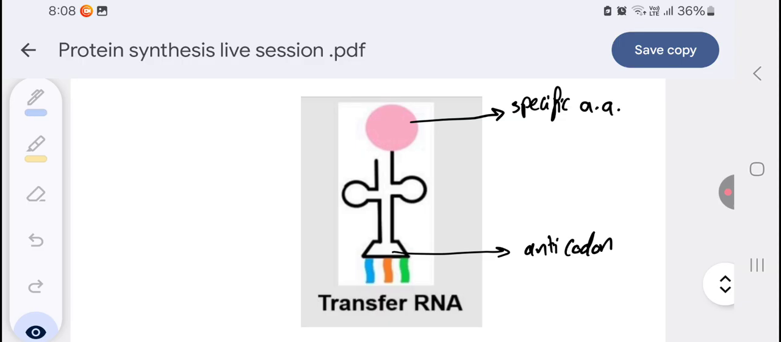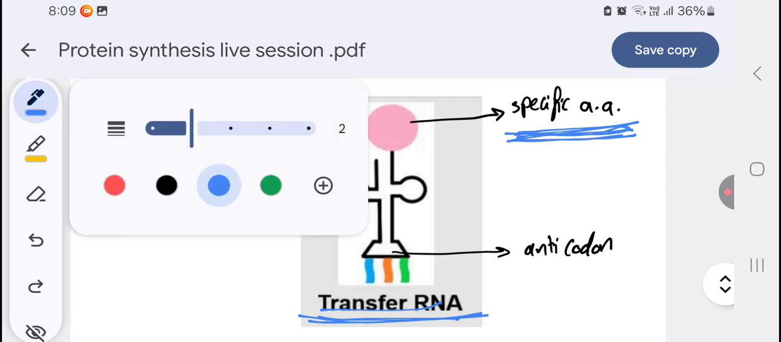The transfer RNA is a specific genetic material that is found in the cytoplasm of the cell. It always, and I mean always, carries a specific amino acid. So if we call this transfer RNA number 1, it always carries specific amino acid number 1. Transfer RNA number 2 carries amino acid number 2. Transfer RNA number 3 carries amino acid number 3, and so on.